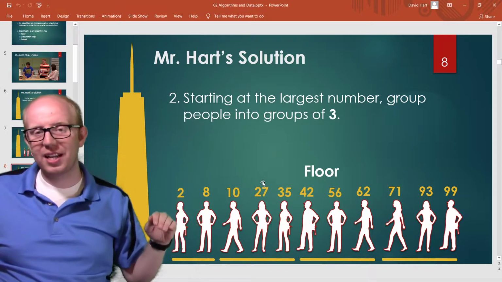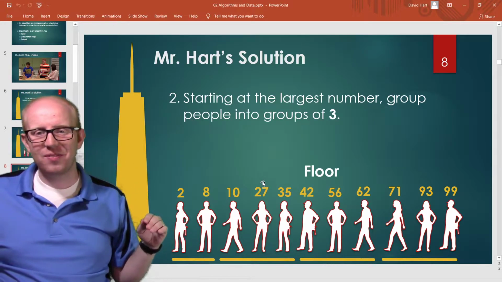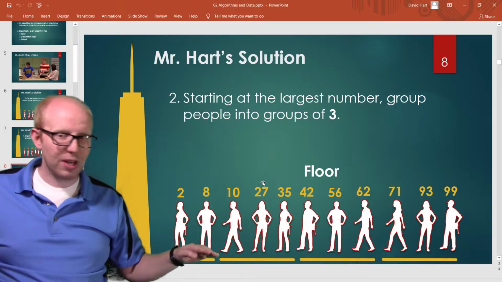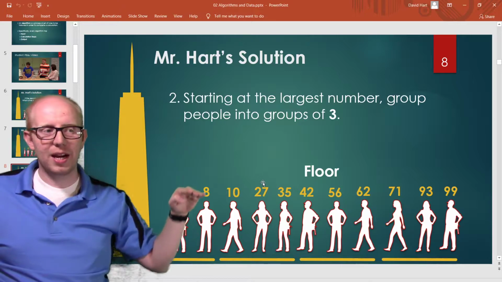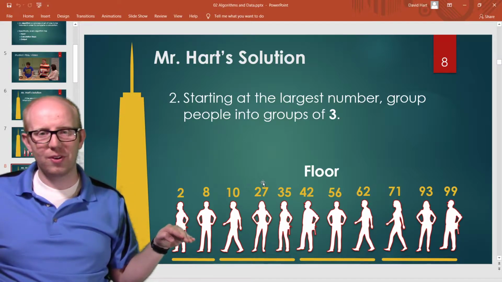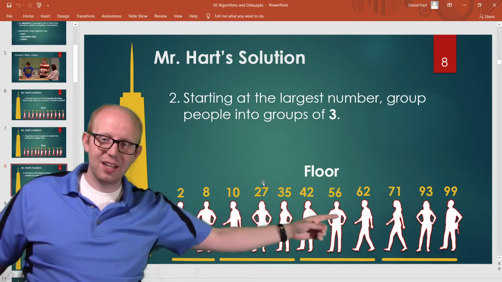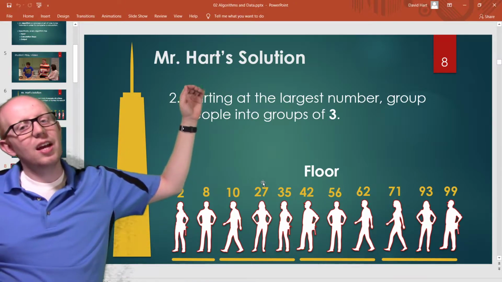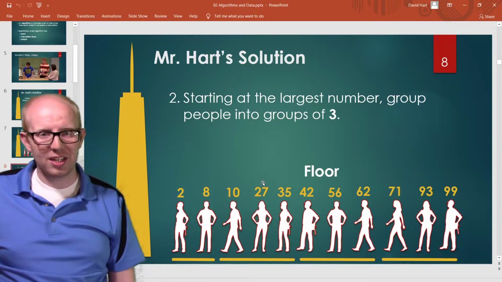The elevator doesn't have to come back down to pick up anyone. So, for example, this group that has 2 and 8 will have to go up 8 floors and then come back down 8 floors, right? Whereas if we send that group first with 99, it'll have to go up 99 floors and then come all the way back down 99 floors.